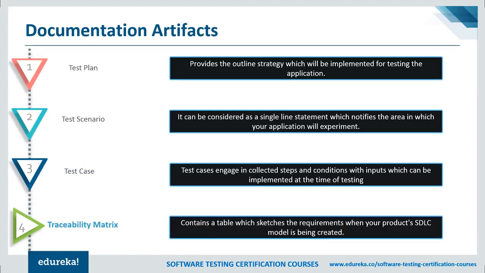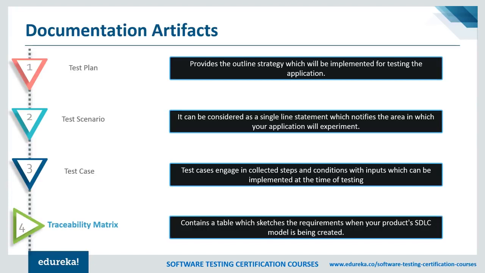It is also known as requirement traceability matrix, and it contains a table which sketches the requirements when your product's software development lifecycle is being created. This documenting artifact can be implemented for forward tracing, which is to go from designing, or can be implemented for backward tracing as well, which is the reverse of forward tracing.